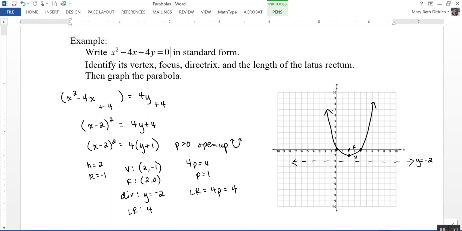So in this video, we took a look at parabolas, what the equations are in standard form, the fact that they can open up, down, left, or right, how to identify, when it's written in standard form, the vertex, the focus, the directrix, the length of the latus rectum, and then how to graph a parabola.